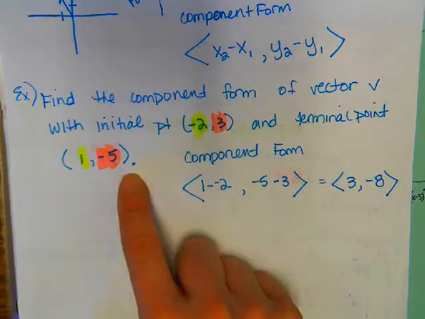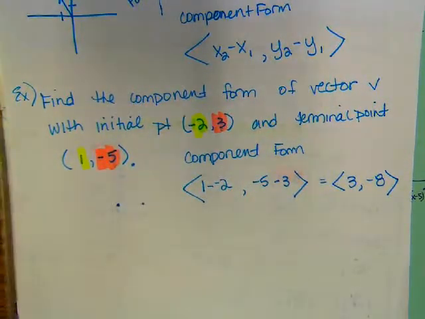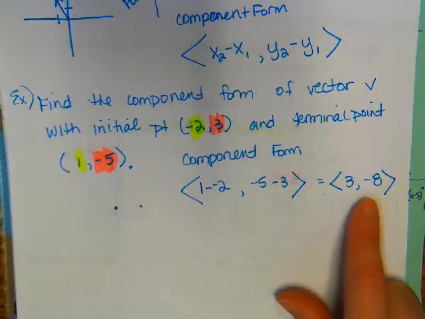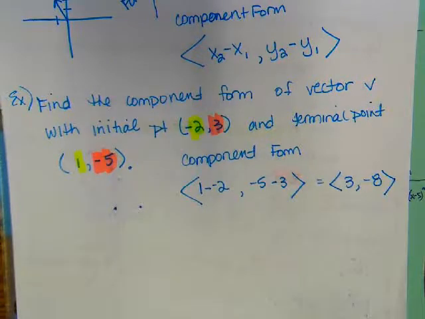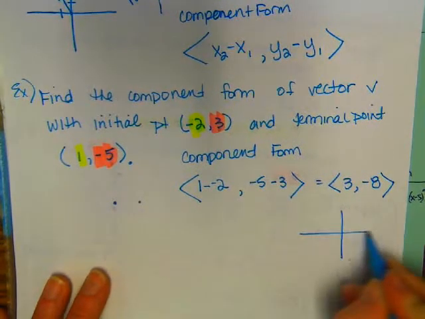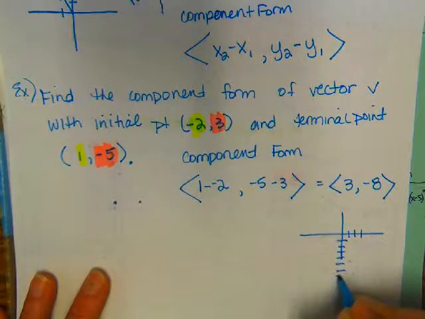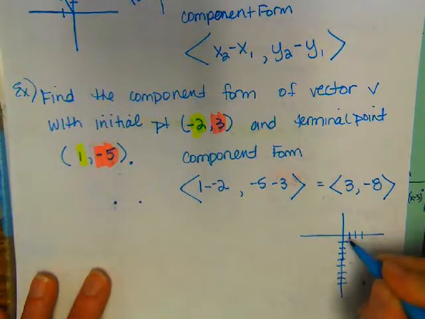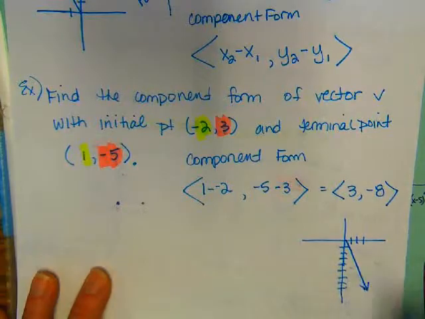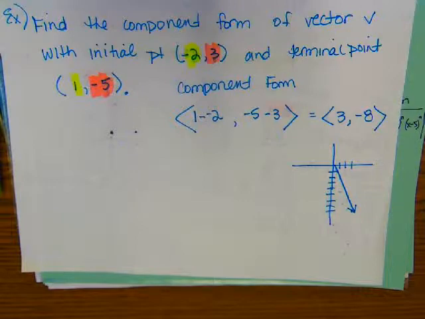To get from the initial point to the terminal point, we went 3 to the right and down 8. But when we draw this vector, remember how I said, we're dragging it to 0, 0. So if I would graph this in standard form, I would drag this vector that started here and ended here, and I would make it 3, negative 8, which would be down here. So that's what that vector would look like. Okay. How we doing?